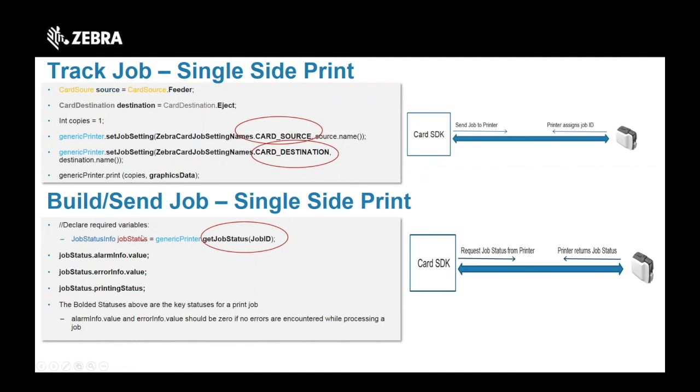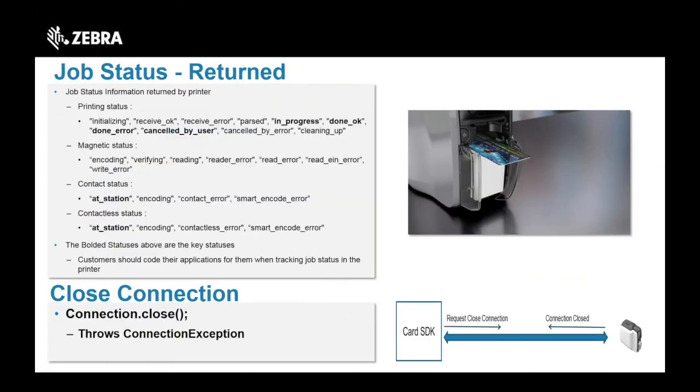Okay, so the last portion of this is just monitoring the status of the job. You will get a status of the job using job status info. There are different statuses that you will get. You can get an alert, you can get an error, and you can get a printing status. We will see those statuses later in a little more detail. So here, basically, are the printing statuses that you will be getting: you can receive okay, you can receive error, you can receive in progress, done okay, etc.